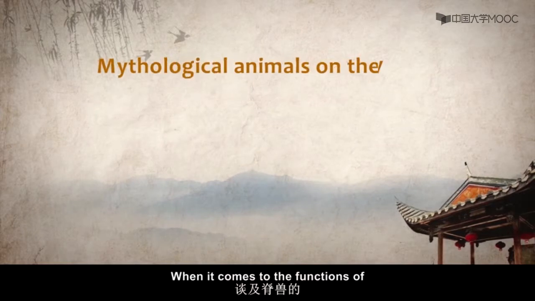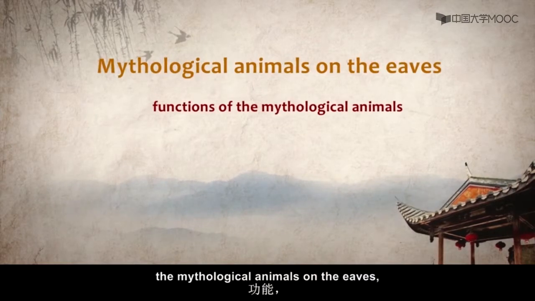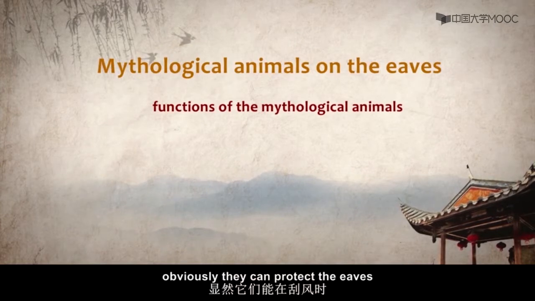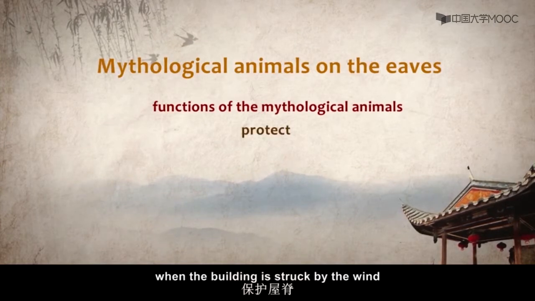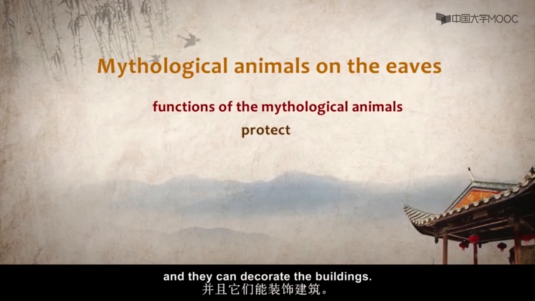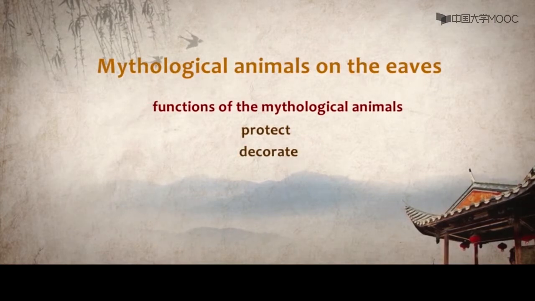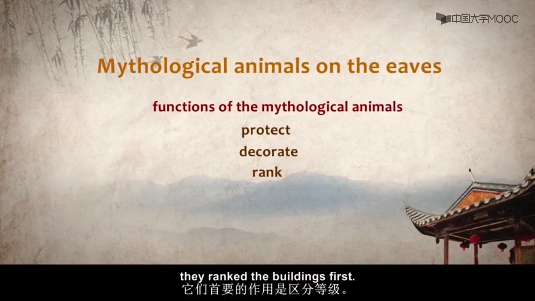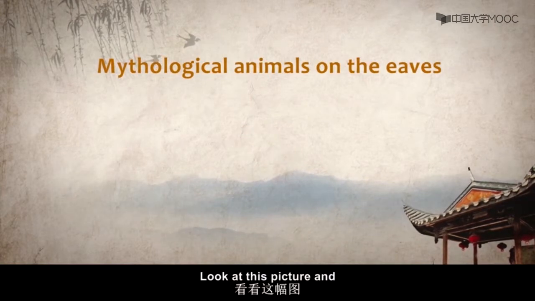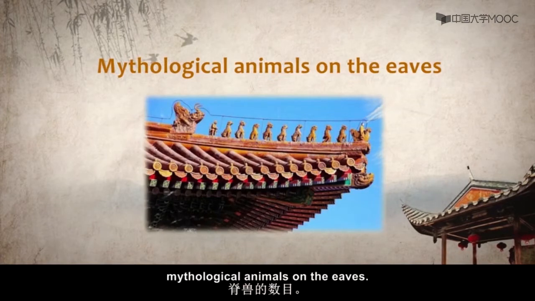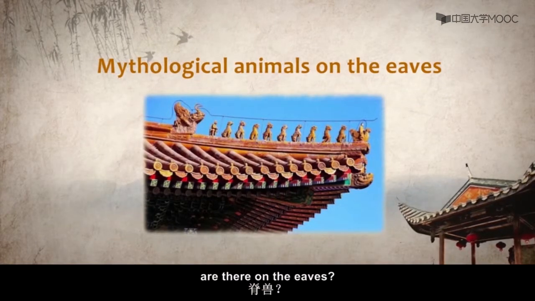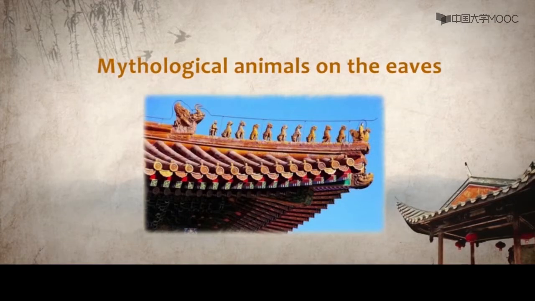When it comes to the functions of mythological animals on the eaves, obviously they can protect the eaves when the building is struck by the wind, and they can decorate the buildings. But to the Forbidden City, they rank the building first. Look at this picture and count the numbers of mythological animals on the eaves. How many mythological animals are there on the eaves?